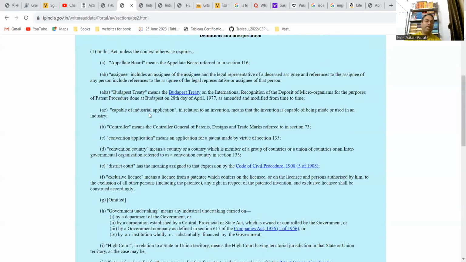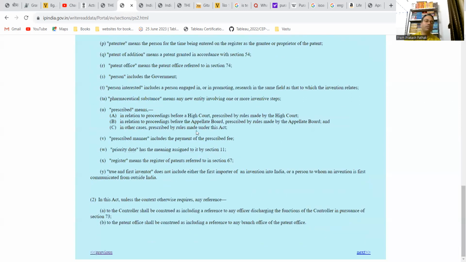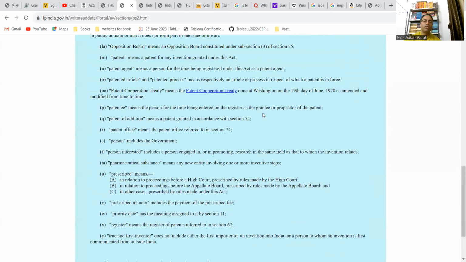And then there is the word assignee. Assignee means a person, and includes the assignee of the assignee and the legal representative of a deceased assignee, and a reference to the assignee of any person includes a reference to the assignee of the legal representative or assignee of that person. So those are called assignees, and then there is patentee. Patentee always means the granted patent, and if their name is mentioned, then they are called patentee.